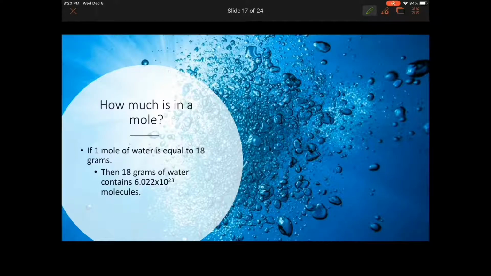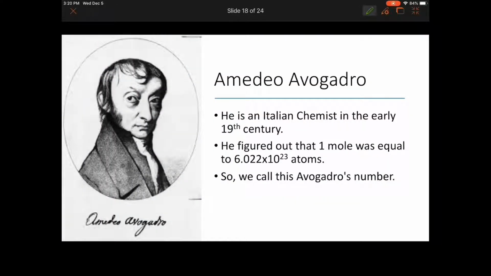Well, how did we get this 6.022 times 10 to the 23rd number? Well, this guy named Amedeo Avogadro, an Italian scientist from the early 19th century, figured out that 1 mole was equal to 6.022 times 10 to the 23rd atoms. He did some testing, and basically, after lots of number crunching, he had come up with this answer. So when we're talking about 6.022 times 10 to the 23rd, typically we call this Avogadro's number because it kind of rolls off the tongue a little bit better than 6.022 times 10 to the 23rd.